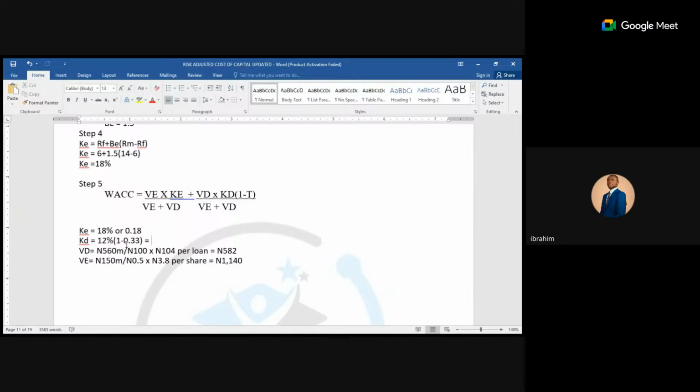So what do we have here? Class, what do we have? 0.08. 0.08. Class, are we still together? Yes. Okay, that's fine. So therefore, the weighted average cost of capital will be equal to, all our ingredients are now complete, is that not so?